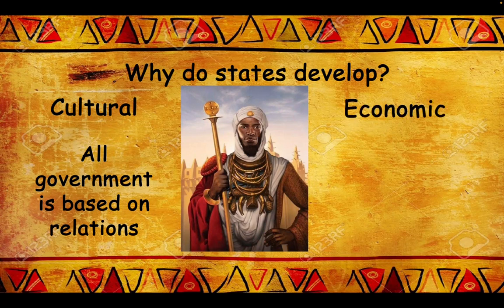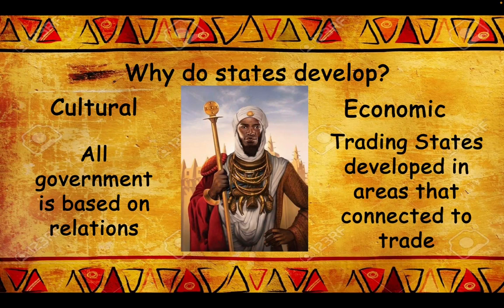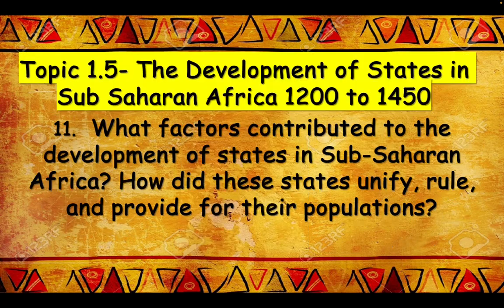Now, when we talk about the economic reason, we're only going to see states developed that were trading states in the two areas that connected to the trade routes. So we've answered half the question right now. We have basically displayed the internal and the external factors that contributed to state government. In the next video, we're going to look at their government to see how they unified, how they ruled, and how they provided.